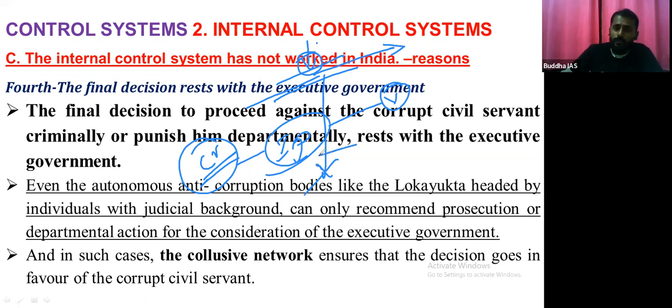The prosecution process itself goes on for years. By the time all might have forgotten, right?